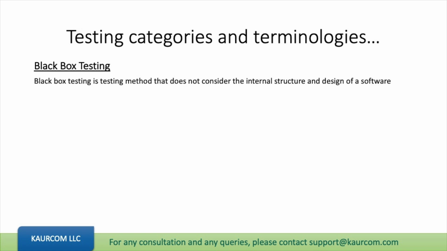Black box testing. Black box testing is a testing method that does not consider the internal structure and design of a software. Just like a black box, the tester does not know what is inside, but it knows what output is expected. An example of black box testing is acceptance testing. In acceptance testing, you know what you are expecting, but you don't care about the internal implementation of that system.